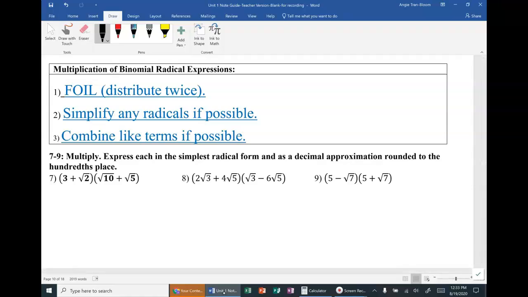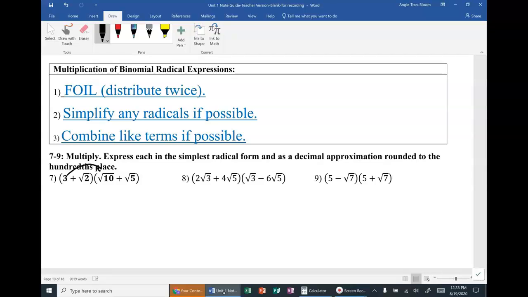When we're multiplying, just like any other binomial algebraic expressions, we FOIL. So the first thing we want to do is FOIL. Then we would simplify radicals. Then lastly, combine like terms.